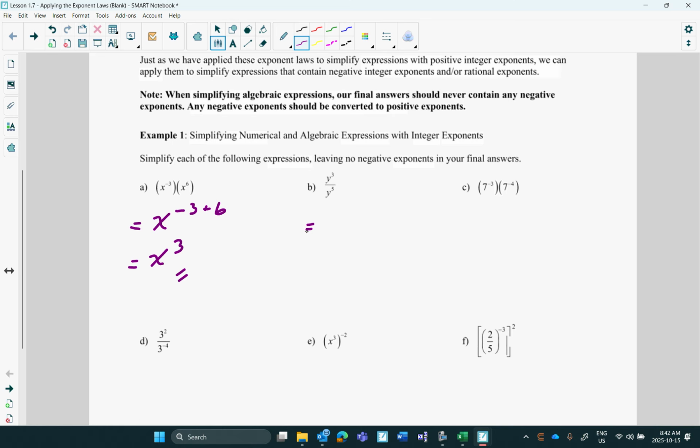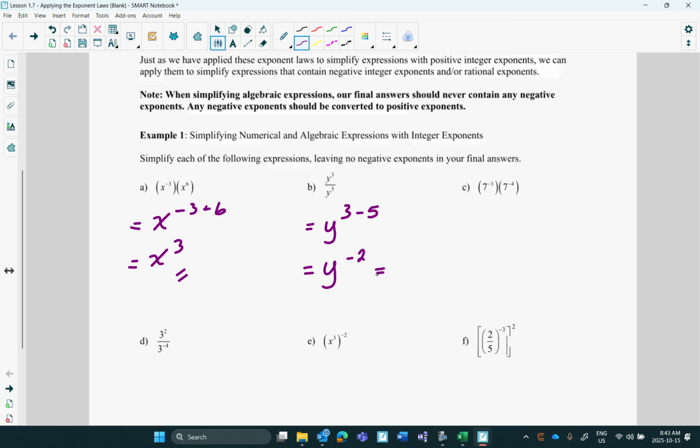When I divide these two, base stays the same. What do I do with the exponents? Subtract. So it's going to be 3 subtract 5, which gives me y to the -2. But I can't leave my answer like that. I have to write it as a positive exponent.